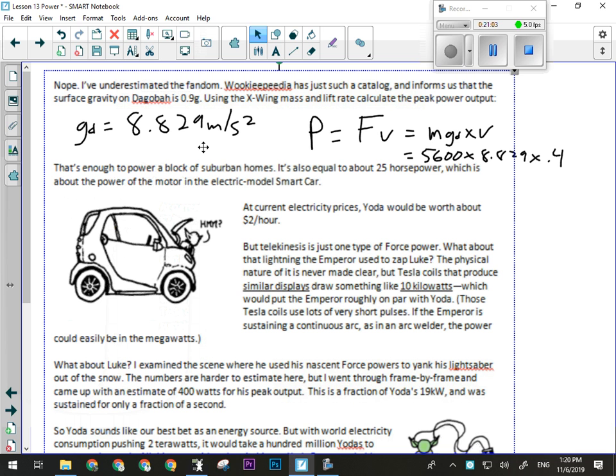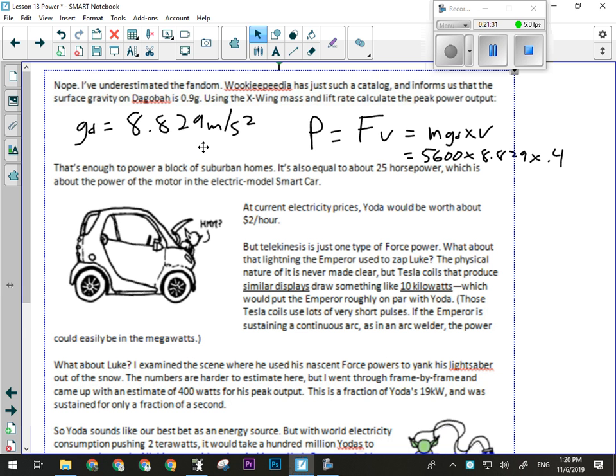So that's enough power to power a block of suburban homes. So like everybody on your block. It's also equal to about 25 horsepower. So you could put Yoda inside the hood of a smart car, and you could make it go like a smart car. So at current electricity prices, Yoda would be worth about $2 per hour. Not even close to minimum wage. It ain't easy being green.